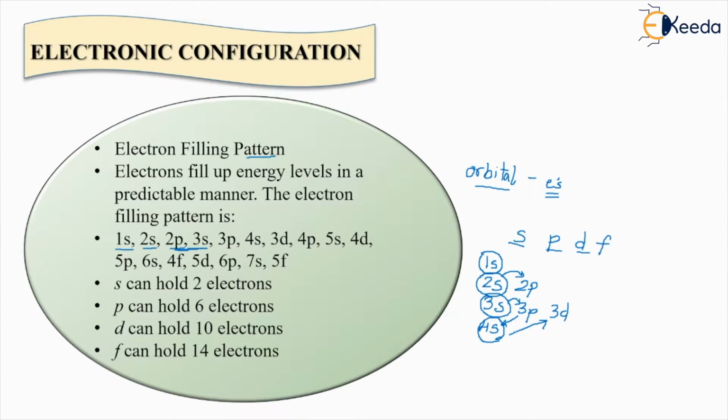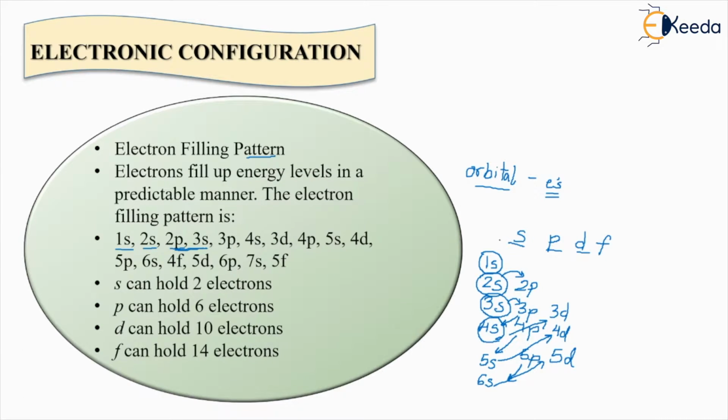Then again after 4s you have 4p. And after 4p what will get filled? The 5s. Once the 5s is completely filled, it will go again to 4d. After 4p it goes to 5s. After 5s it goes to 4d. And then you have 5p. Once 5p gets filled, where will it go? It will go to 6s. And once 6s gets filled, it will go to 5d. So that is how it goes.